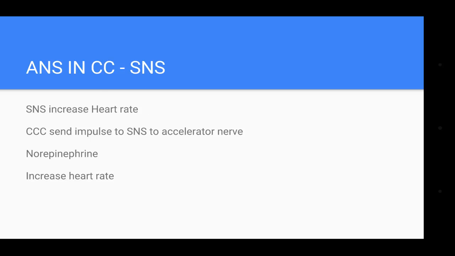The sympathetic nervous system, or the SNS, is there to increase the heart rate. The CCC sends an impulse to the SNS. The impulse travels down the accelerator nerve to the SA node. As in the PNS, just before the impulse reaches the SA node, another chemical neurotransmitter is released. However, in this case, it's called norepinephrine. This chemical causes the SA node to increase its tempo, meaning the heart beats faster.